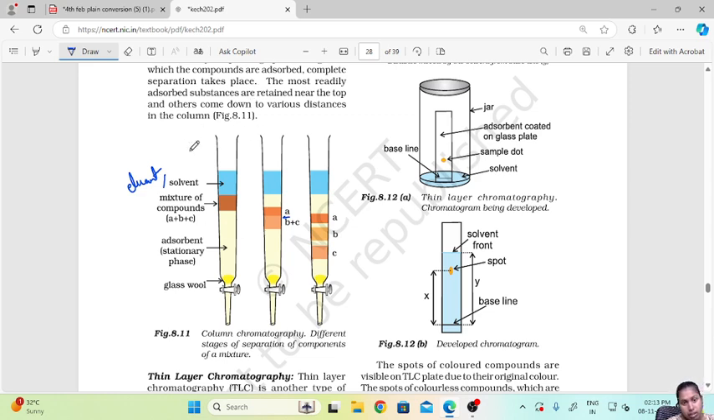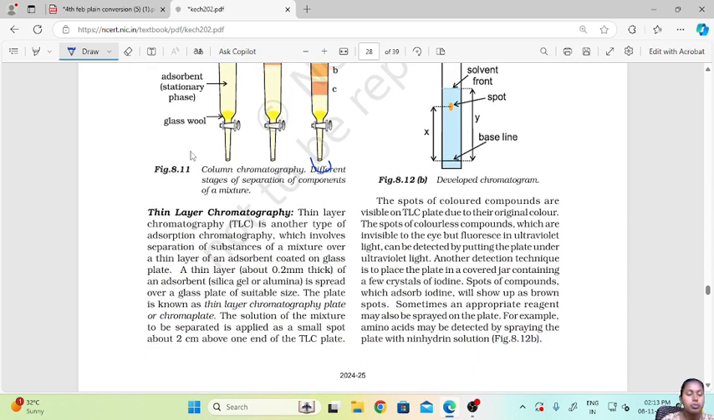And later, if you keep adding the solvent, this will come down and you can collect it first, and then your B will come, you can collect it, then your A will come. So you have to keep adding the solvent till the component comes out. Next one is thin layer chromatography.